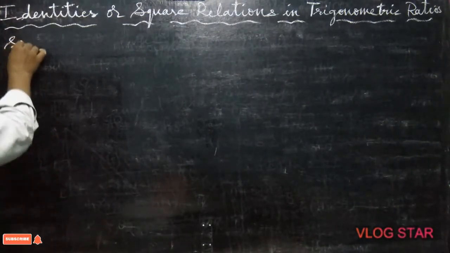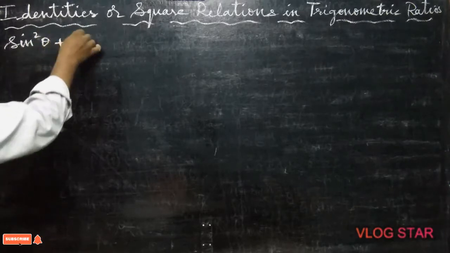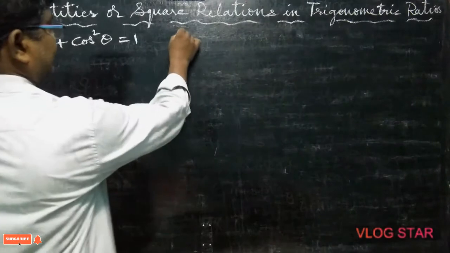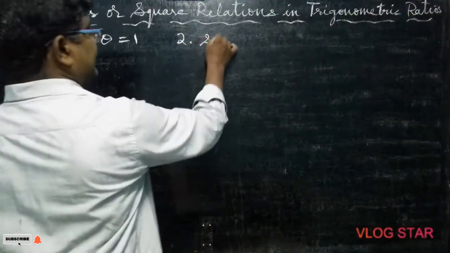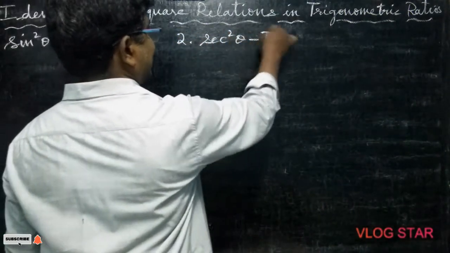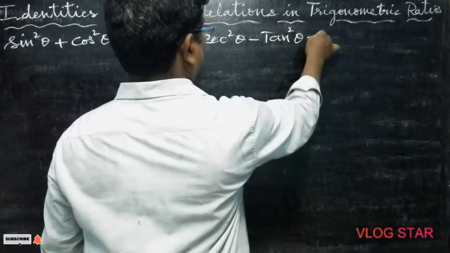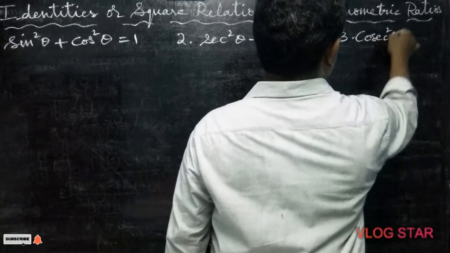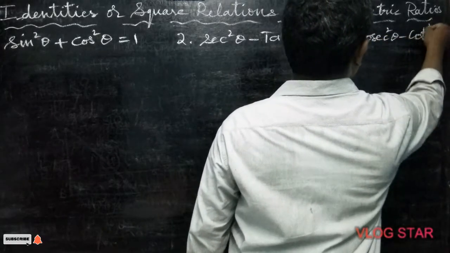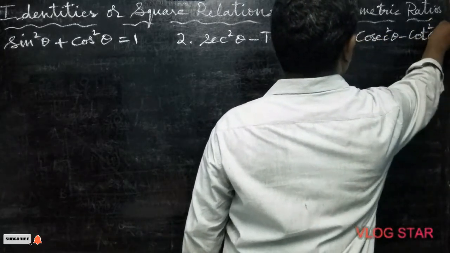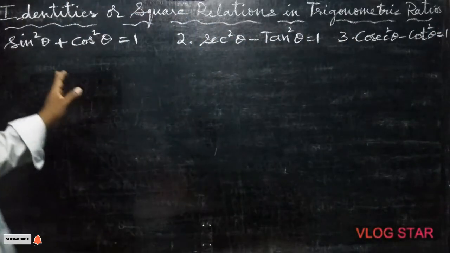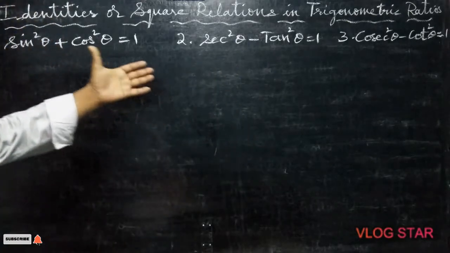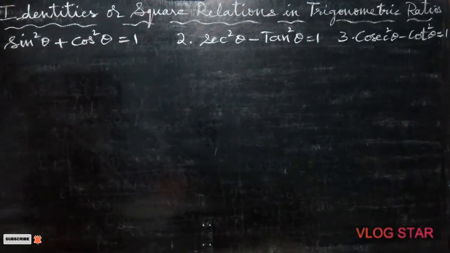First one, sin square theta plus cos square theta is equal to 1. Second one, secant square theta minus tan square theta is equal to 1. And third one, cosecant square theta minus cot square theta is equal to 1. These 3 are very important identities. From these 3 we are going to derive some more.